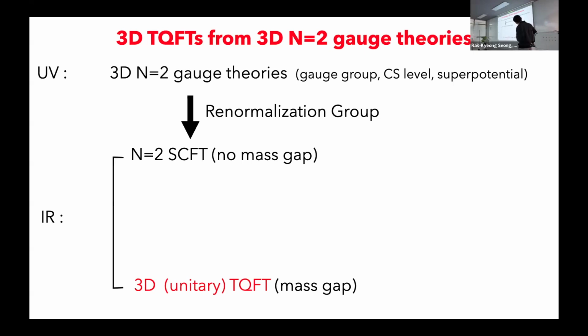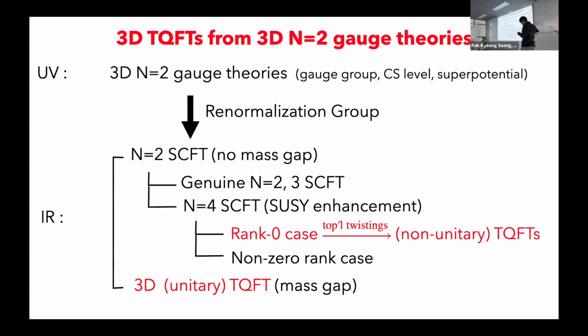And this is one way to construct the TQFT. If we calibrate the Chern-Simons level, the gauge group and the superpotential, then this theory will flow to the unitary TQFT. But if you choose a generic 3D N=2 theory, usually there is a second order phase transition, and we will get this kind of CFT. But if we choose very cleverly, then we can sometimes get this unitary TQFT. This is one way to construct the TQFT.